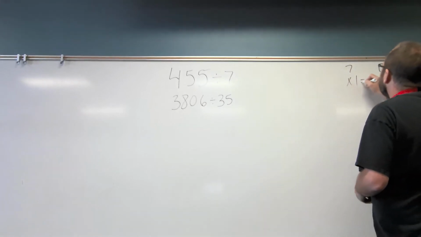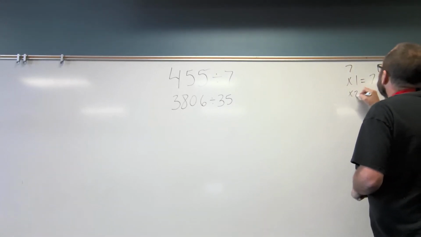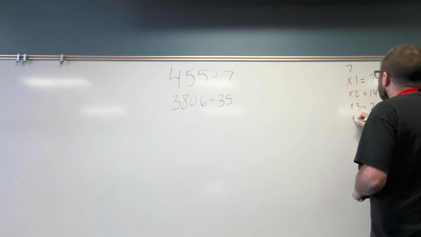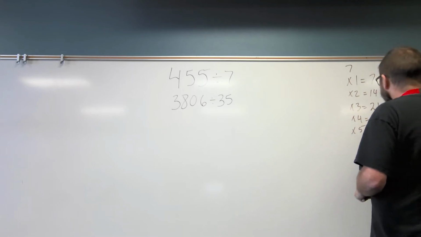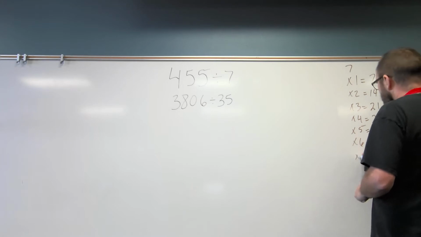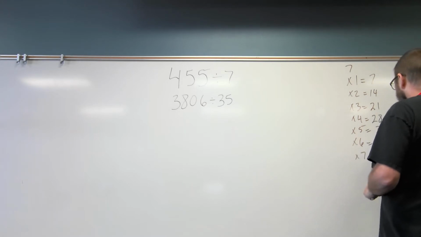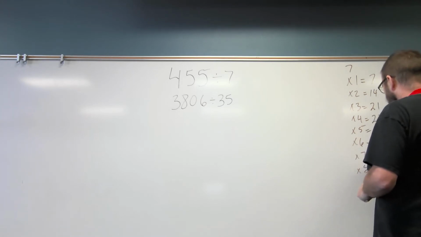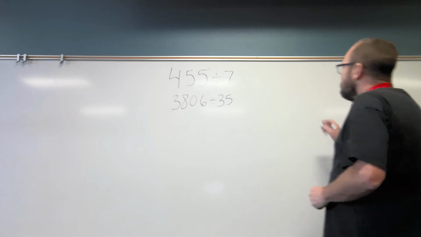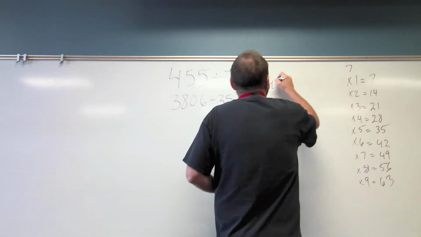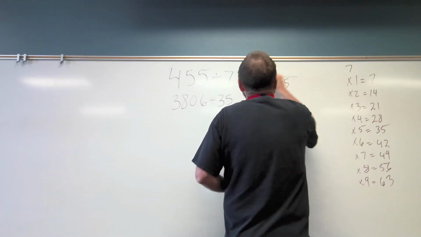7 times 1 is 7. Times 2, 14. Times 3, 21. Times 4, 28. Times 5, 35. Times 6, 42. Times 7, 49. Times 8, 56. Times 9, 63. Okay, so I have 455 divided by 7.